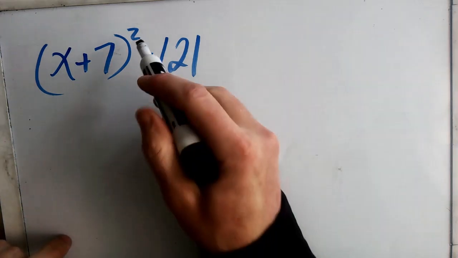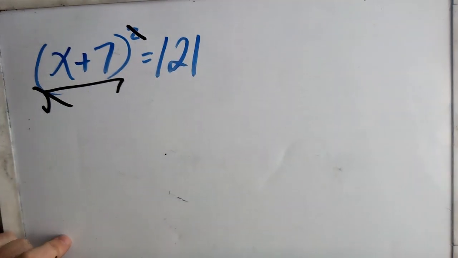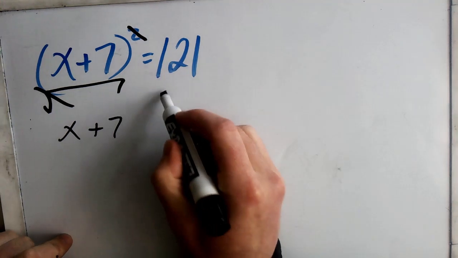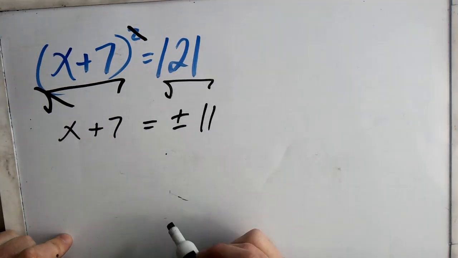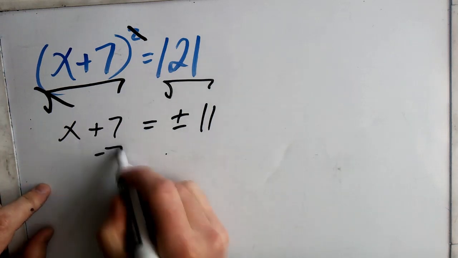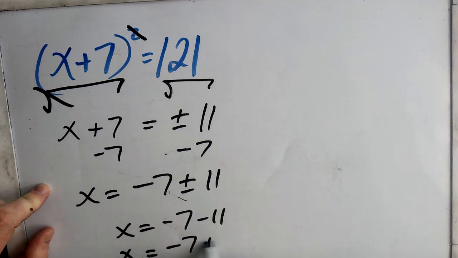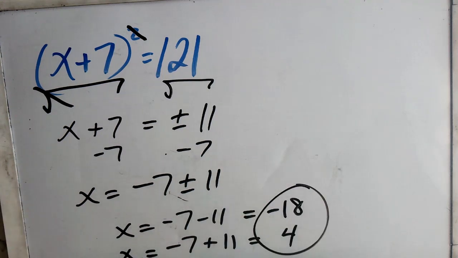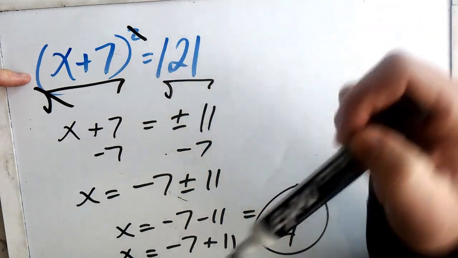So for this one, first thing we have to do is get rid of this with the square root. The square and the square root cancel. Square root both sides, plus or minus 11. Move the 7 over. And the 2 answers, there's my 2 answers. So the key thing with this, it's pretty easy once we have the binomial squared, everything else on the other side, the 121 by itself.